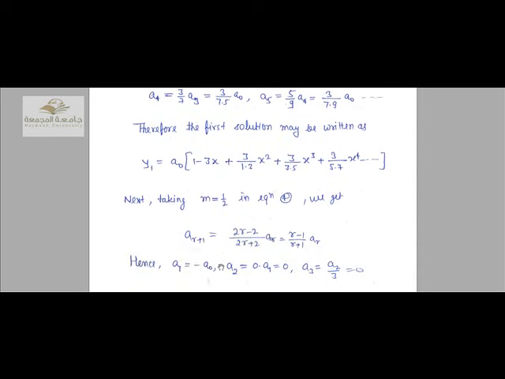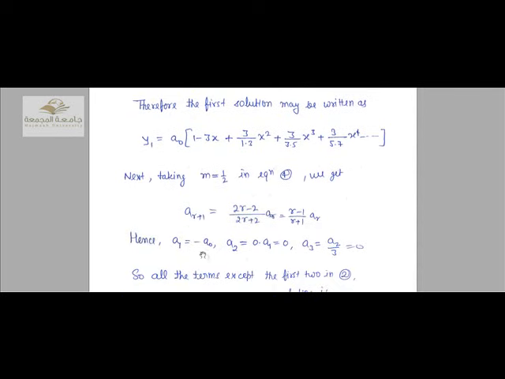Therefore the first solution may be written as y1 is equal to a0 times 1 minus 3x plus 3 by 1 into 3 x square plus 3 by 3 into 5 x cube plus 3 by 5 into 7 x to the power 4, and so on.